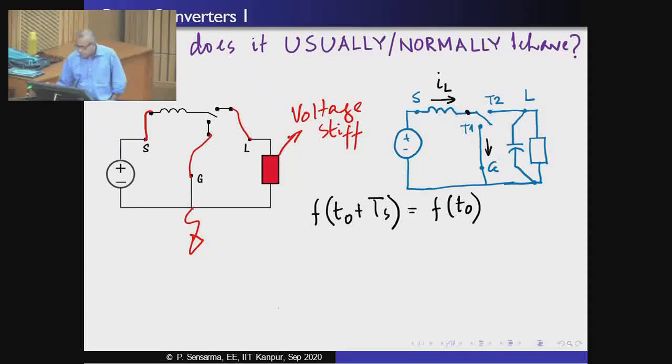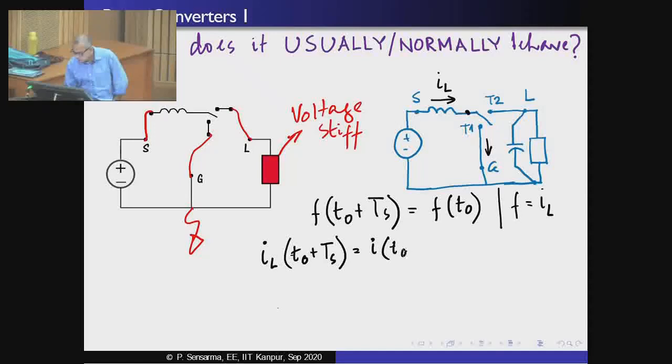So let us take f is equal to IL. I have just replaced f with IL. So this is what is supposed to happen. Now, let us dig a little bit into the inductor and try to find out what this implies.